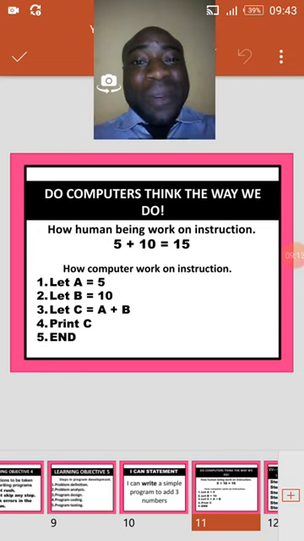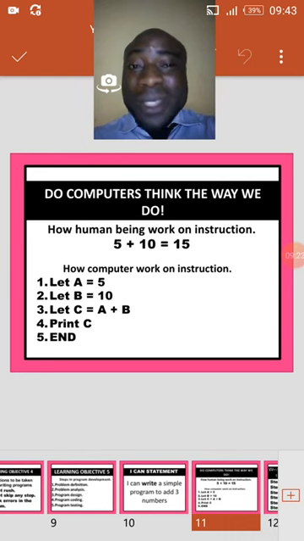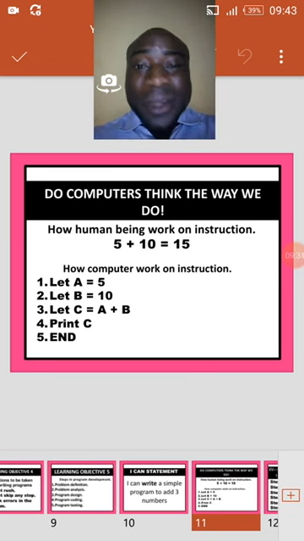Alright, and always remember, human being think for computer because computer is a machine. It cannot think for itself. So whatever we want it to do for us, we think for it. We write instruction for the computer. Now, look at the way human being will solve this simple maths. 5 plus 10, the answer is 15, because we use our brain to do that. But look at how computer will work on the same instruction. The computer must follow it step by step, one step at a time.